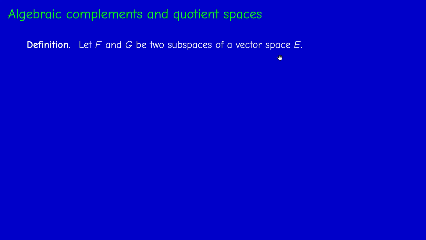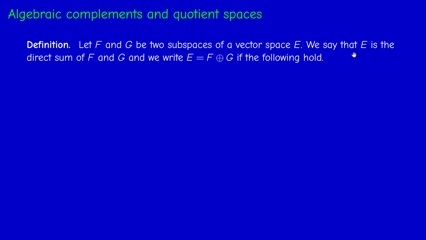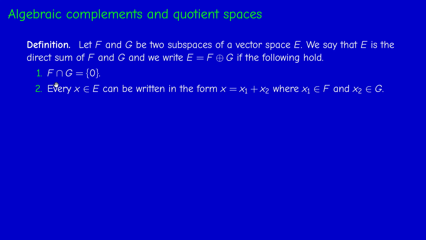Okay, now I move to the notion of algebraic complements and quotient spaces that you probably encountered in some course on algebra. But this is important. So if you have two subspaces F and G of a vector space E, we say that E is the direct sum of F and G, and we write E equals F plus G if, as you know, two conditions hold. The intersection of F and G is the origin, and every element of E can be split as the sum of two elements, one in F and one in G. And of course, when these two conditions are satisfied, this decomposition is unique.